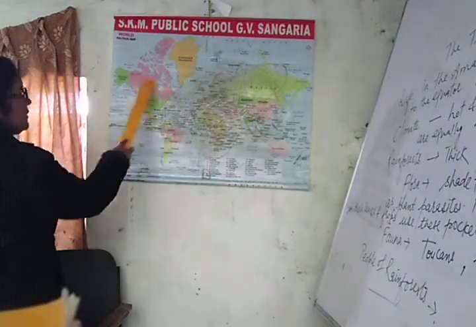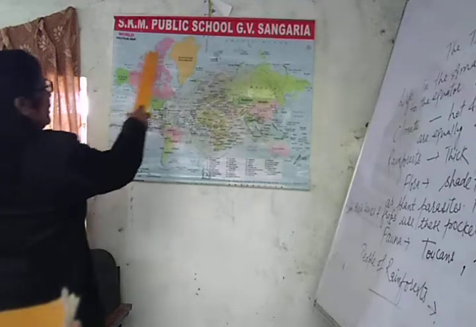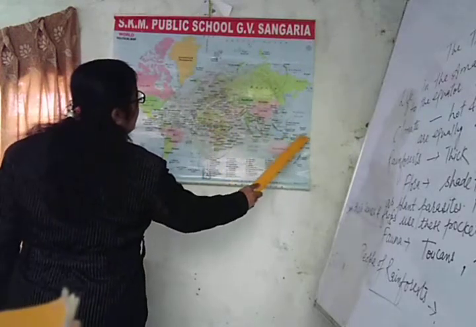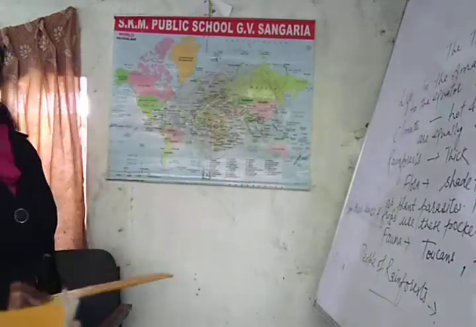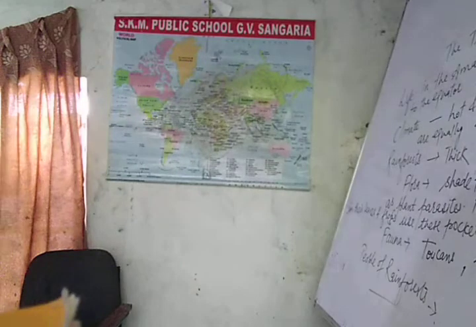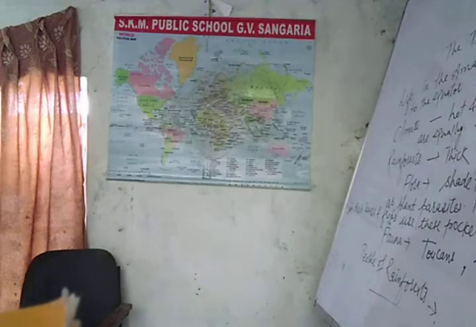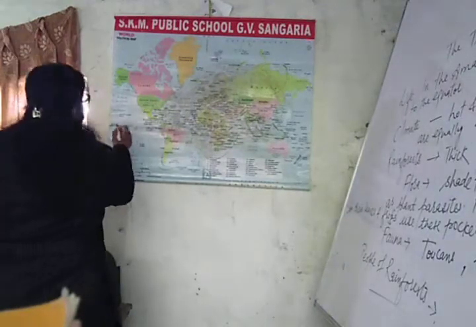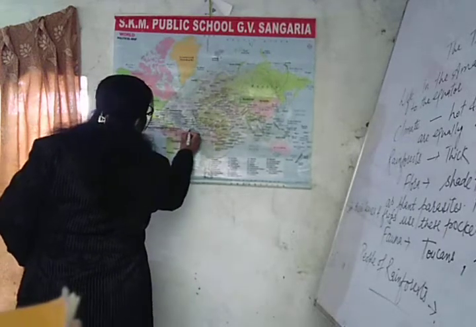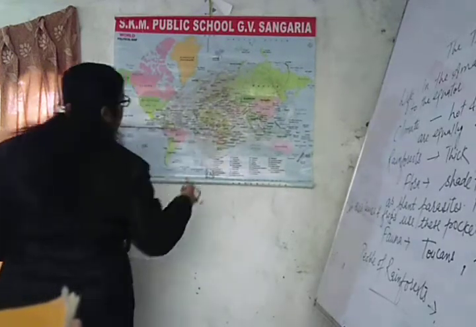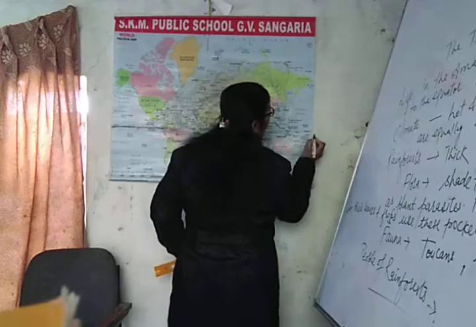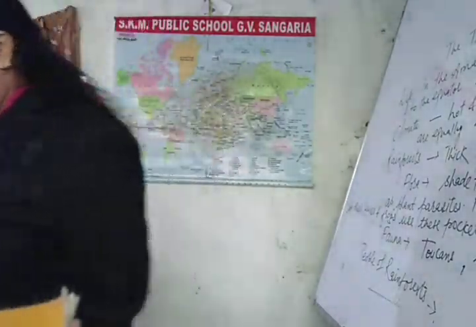This is the equator. This is the world map. You know, this is the world map here, and this is the equator, which divides the Earth into two poles, North Pole and South Pole. So this is the location of equator here. This is complete an equator which divides the Earth into two poles, South Pole and North Pole.